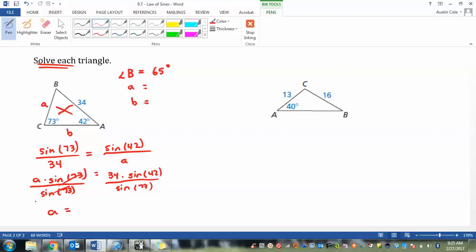So 34 times sine of 42, enter, divide by sine of 73. What do we get there for side A? Did not hear that. 23.79. Do we agree with Elizabeth?